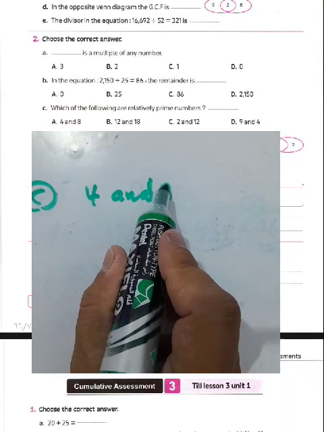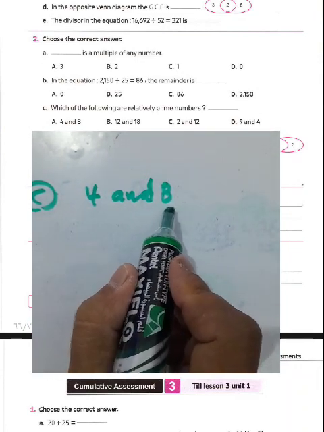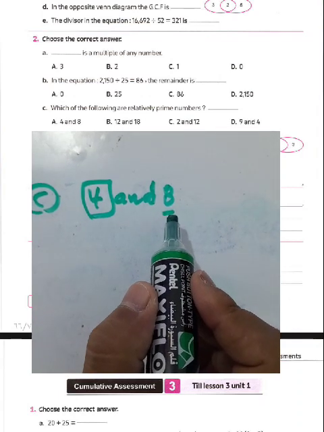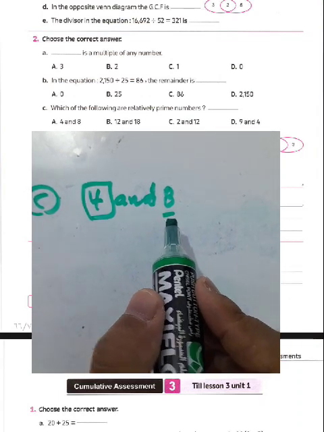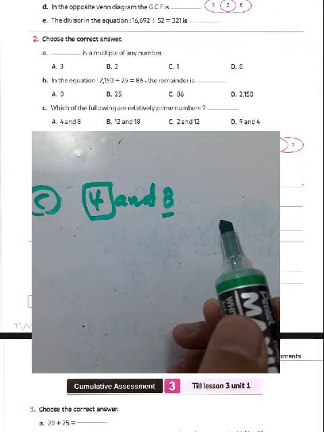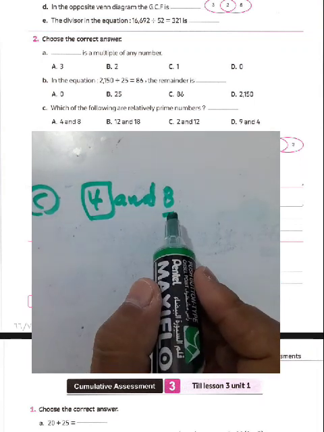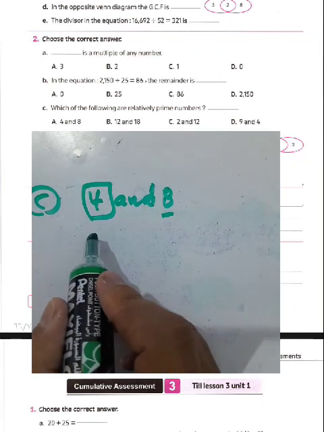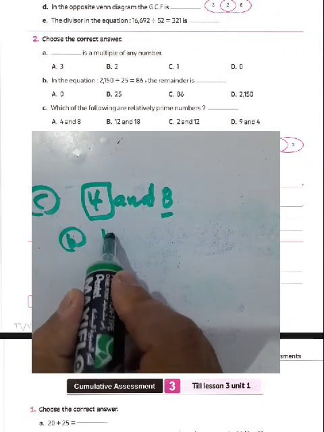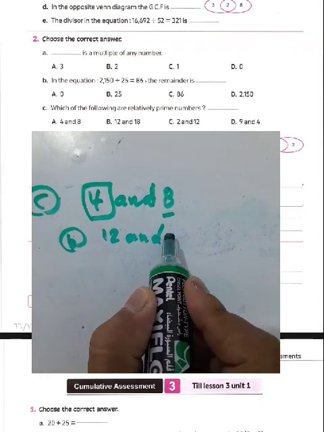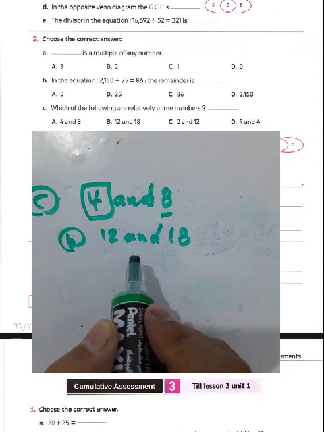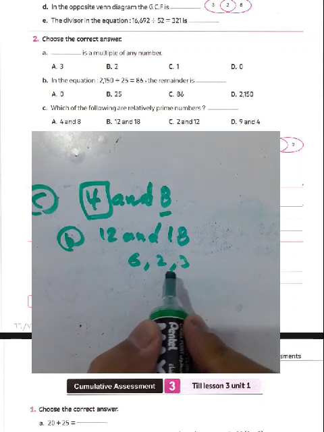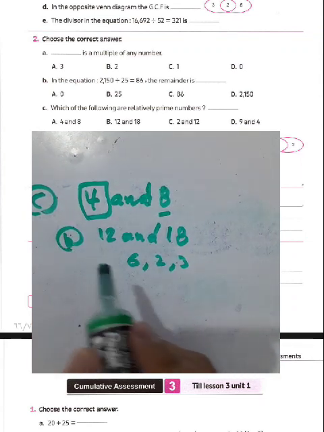We know the greatest common factor between 8 and 4 is 4. So 4 and 8 are not relatively prime numbers because 8 and 4 can be divided by 4. Letter B, 12 and 18. 12 and 18 can be divided by 6 and 2 and 3. So we can't choose letter B.